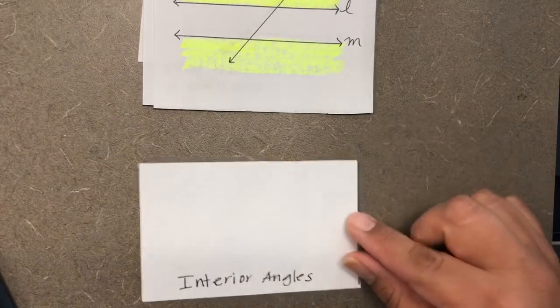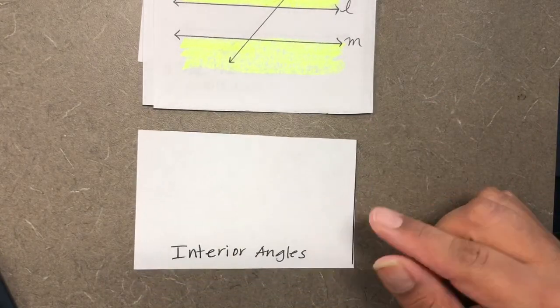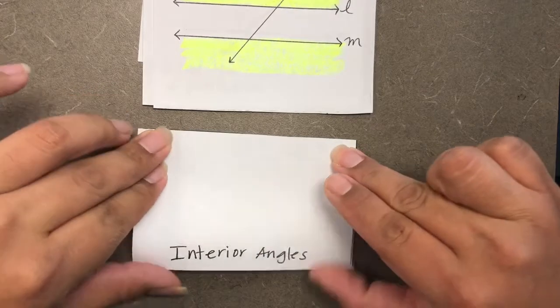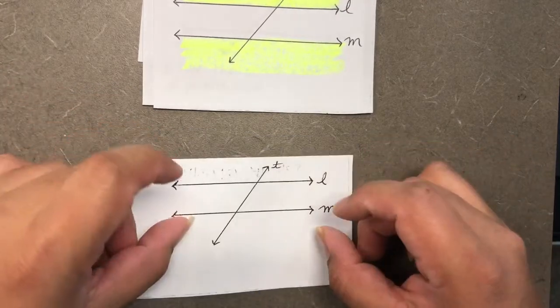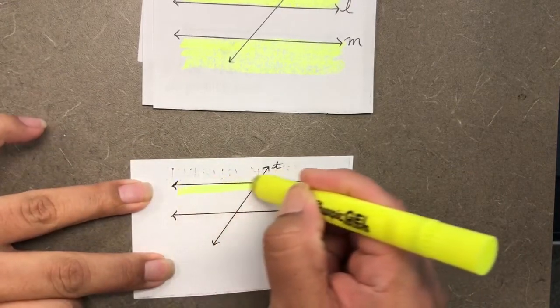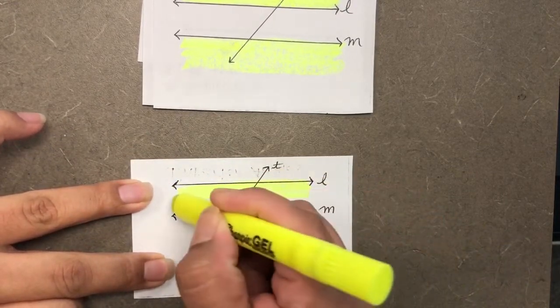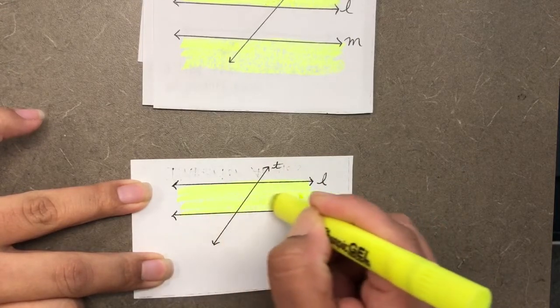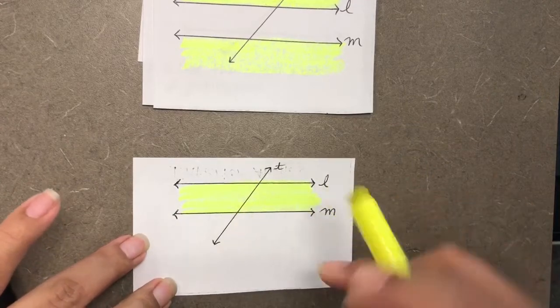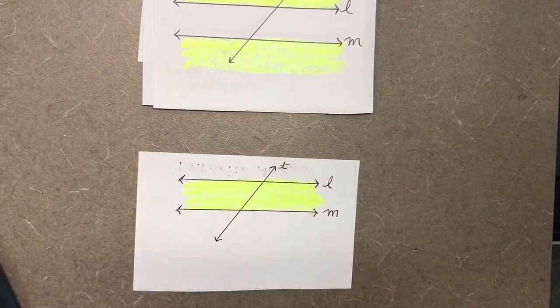The next one you're gonna need is interior angles. And like the name says, interior, those are gonna be inside of the parallel lines. So if we go ahead and turn this over, okay, we are going to highlight inside of our parallel lines. So when we're talking about relationships that say the word interior, you're gonna be looking at those angles in this yellow area, okay? Pretty easy.